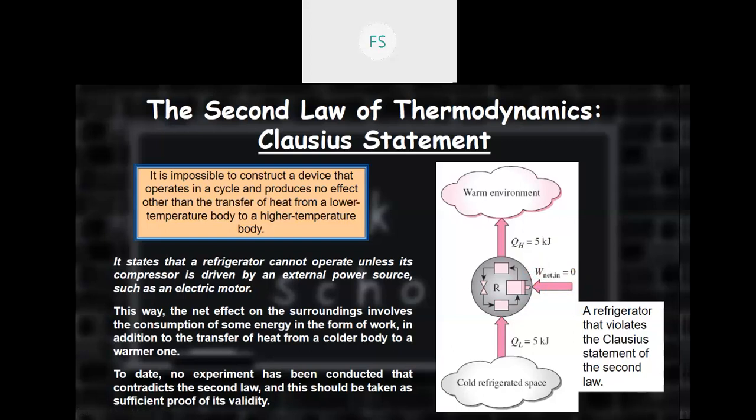This way, the net effect on the surroundings involves the consumption of some energy in the form of work, in addition to the transfer of heat from a colder body to a warmer one. To date, no experiment has been conducted that contradicts the second law. This should be taken as sufficient proof of its validity.